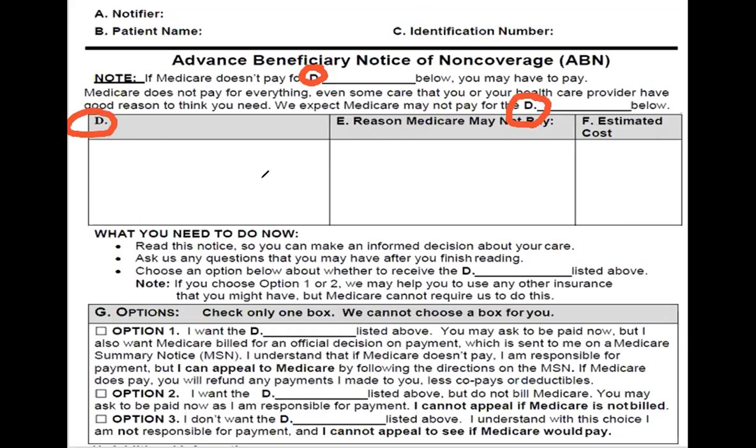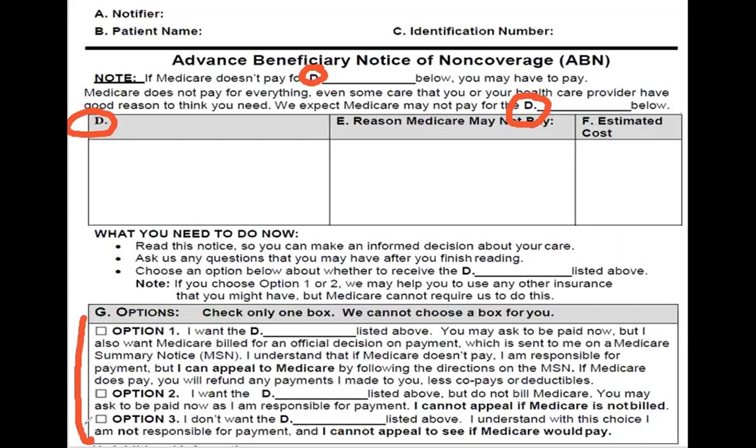At this point, patient has 3 choices. Choice number 1, they can get D, and the provider can say, pay me now. And when the Medicare summary notice comes in the mail, the patient understands that they will pay for it. Let me pause and tell you what a Medicare summary notice is. It is the same thing as the EOB. It's just Medicare's version of the EOB.